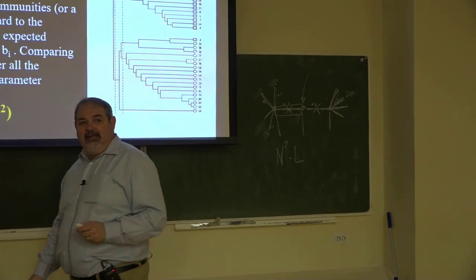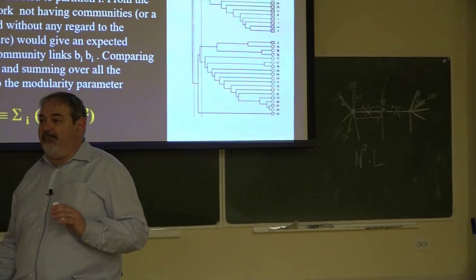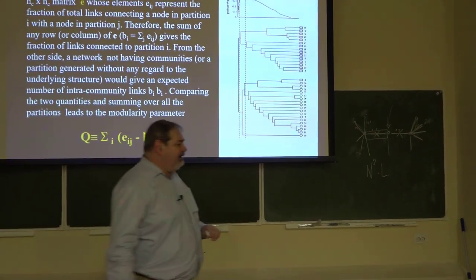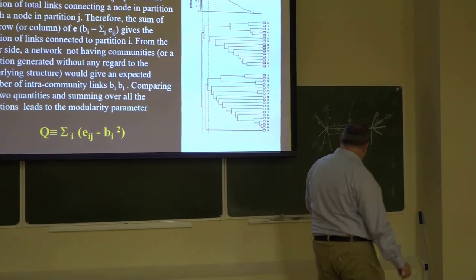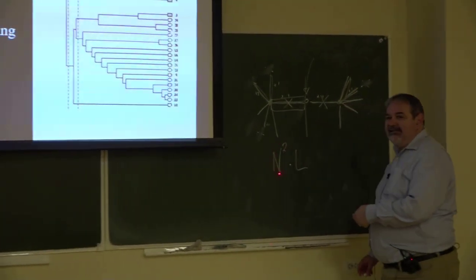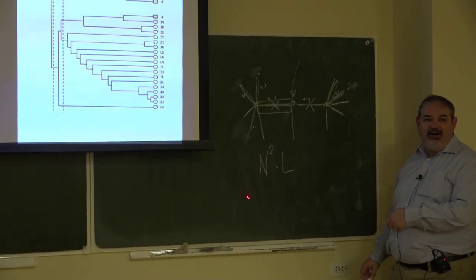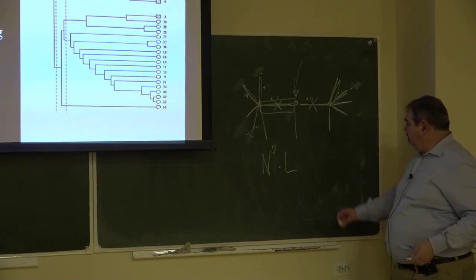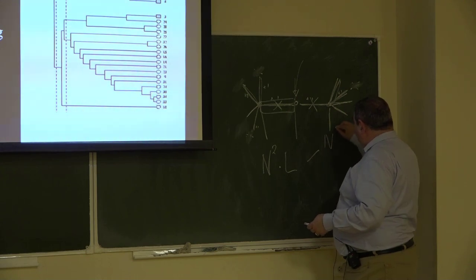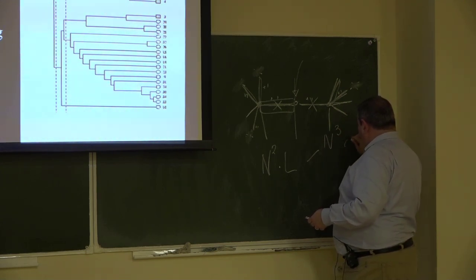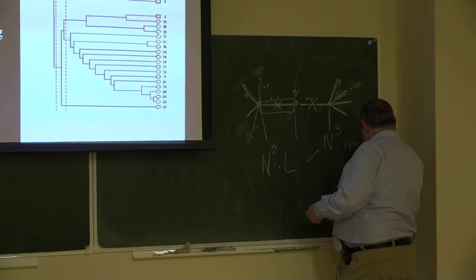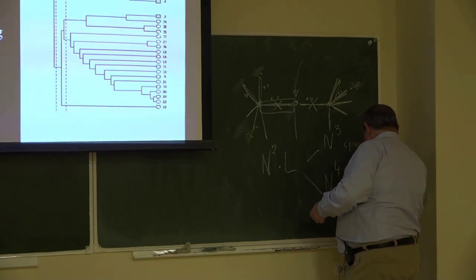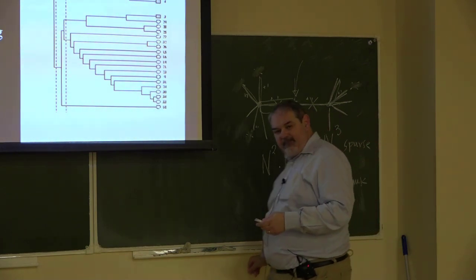This means that if my network is sparse, so L scales as N, this is N cubed. And if it is dense, this is N to the fourth power. Okay? So this goes like N cubed for sparse networks and N to the fourth for dense networks. Okay?